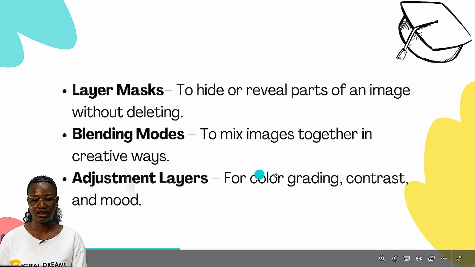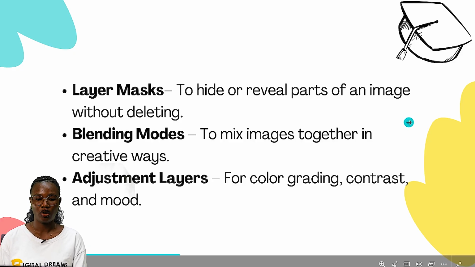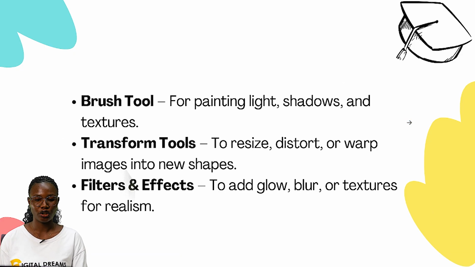All right, so this one is basically for colors. Okay, and the next one is the brush tool for painting light, shadows, and textures. All right, so we're also going to make use of this one in the design that we're going to make. Then the transform tool to resize, distort, or warp images into new shapes. All right, filters and effects to add glow, blur, or textures for realism.